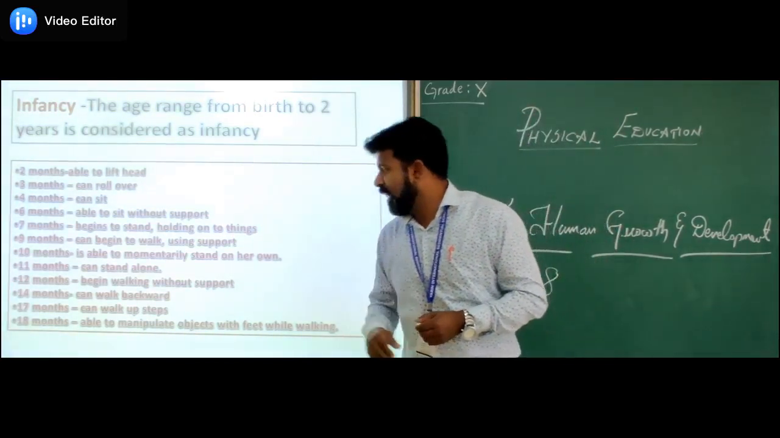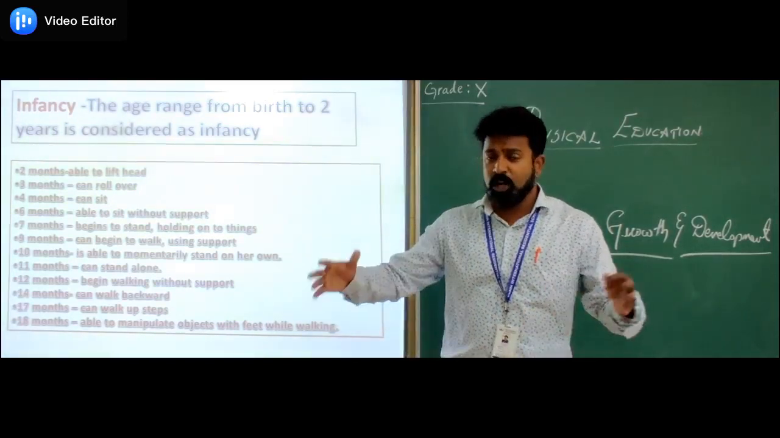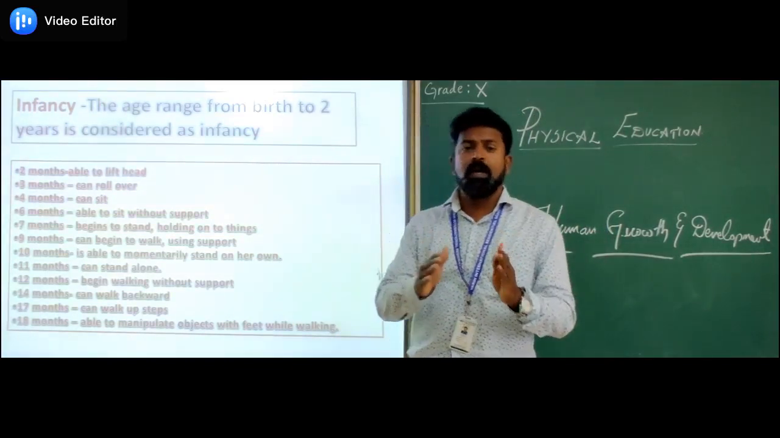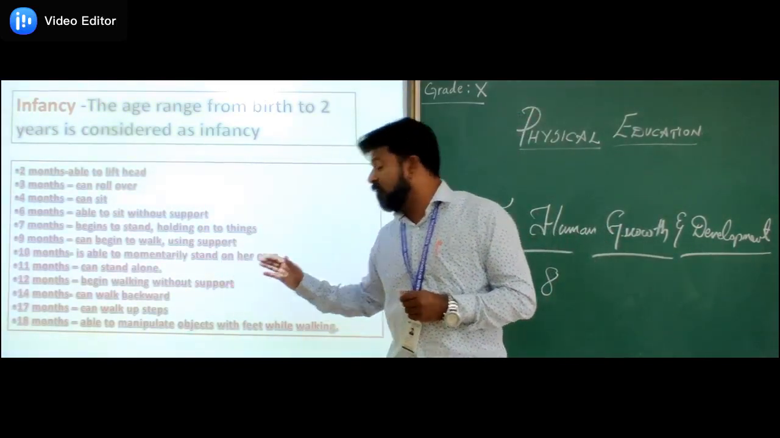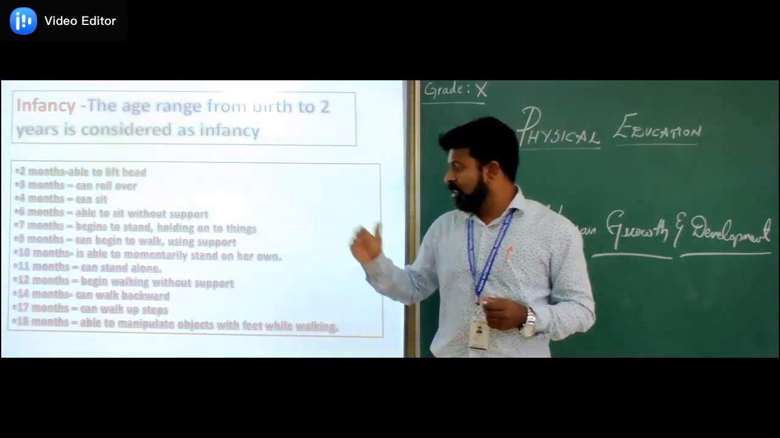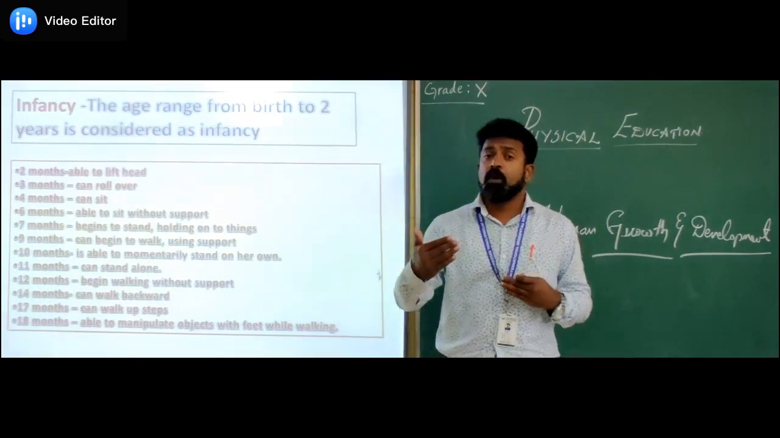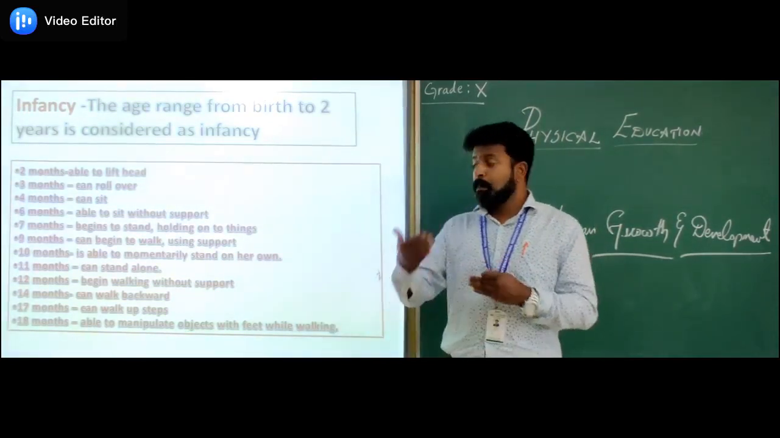In the 11th month it can stand alone. So without the parent's support, without any object support, in the 11th month a baby can stand by itself. In the 12th month it begins walking without support, and in the 14th month it can walk backward. It is not only moving forward; even in the 14th month it starts walking backward.